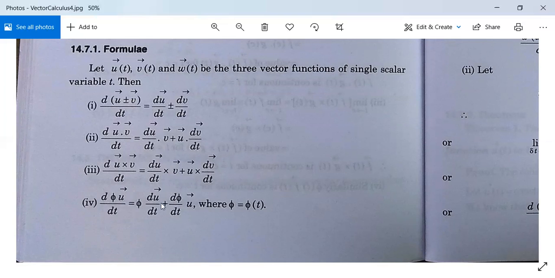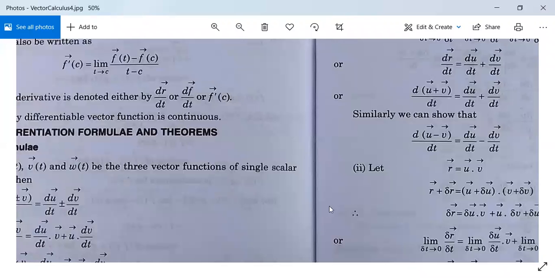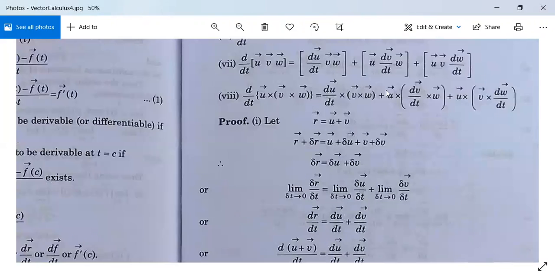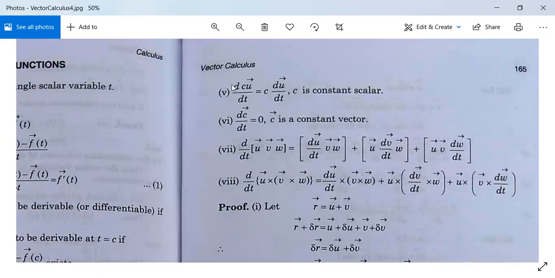This is equal to phi d/dt u plus d phi/dt vector u, where phi is equal to phi(t). It is a scalar function of scalar variable t. Next, d/dt of cu is equal to c into d/dt of u, where c is a constant scalar. Sixth, d/dt of vector c is equal to 0 when c is a constant vector.